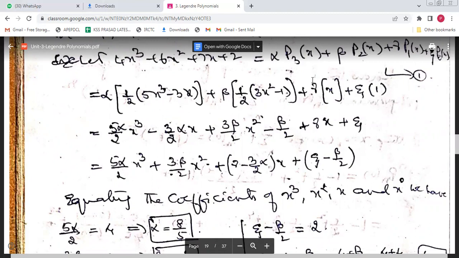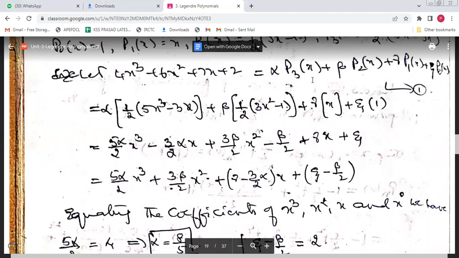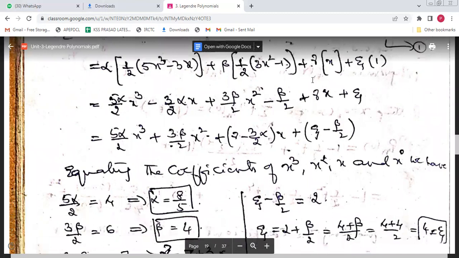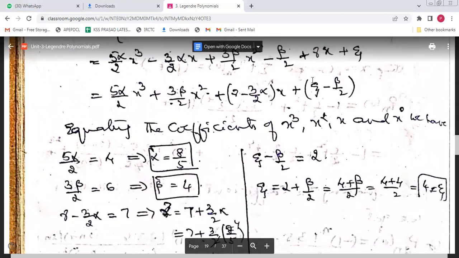Now equating the coefficients of x cube, x square, x and x power 0, we get 5 alpha by 2 equal to 4 on the left hand side. So alpha becomes 8 by 5. Similarly, 3 beta by 2, that is the x square coefficient. What is the x square coefficient on the left hand side? It is 6. So 3 beta by 2 equal to 6, that implies beta equal to 4. Next, gamma minus 3 by 2 times alpha equal to 7.